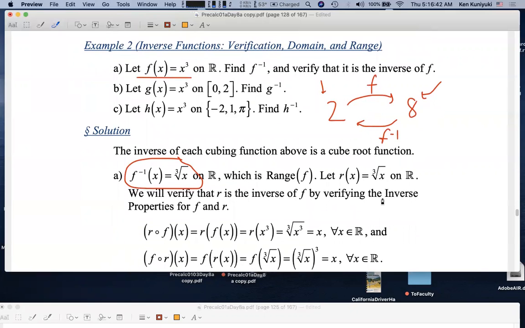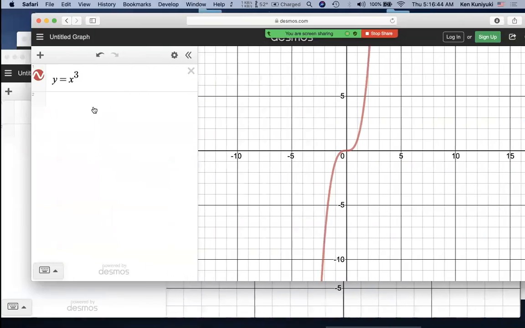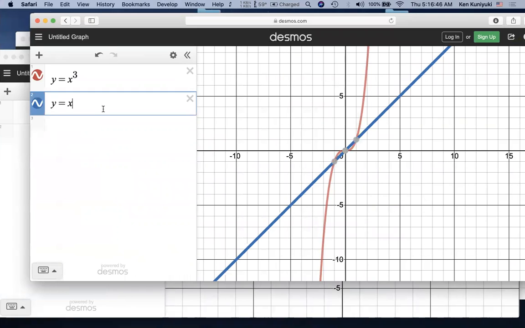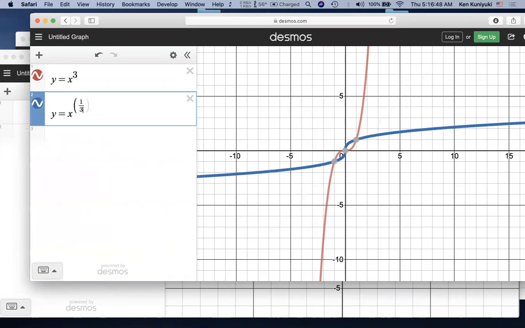Now, the cubing function and the cube root function, which, by the way, is this guy over here, y equals x to the 1/3. In blue, that's the cube root function. That also passes the VLT and the HLT. These are both one-to-one and invertible functions.